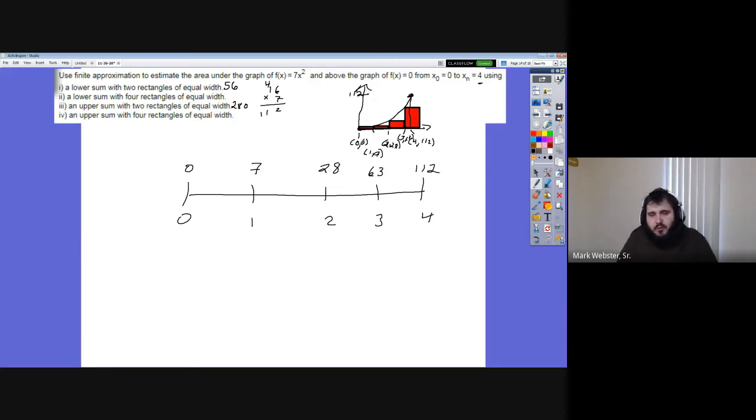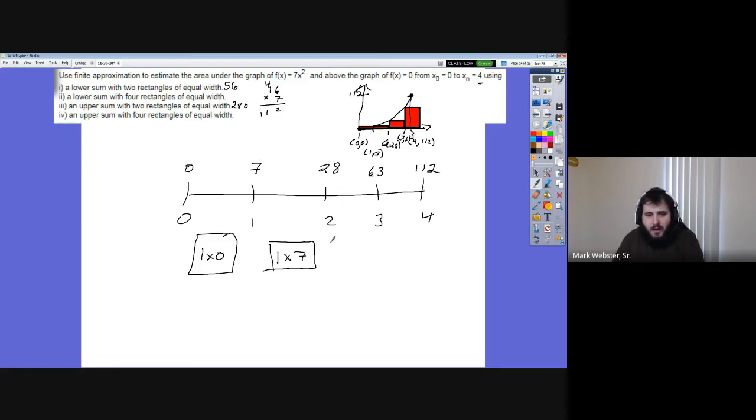Now for this lower sum, okay, so the y value is the value out here on the left. So this rectangle right here has a base of, now it's not 2 anymore, right? Now we have a base of 1. And what's our height? Here our height is 0. Our second rectangle, again, has a base of 1. Now what's the height? It goes up to 7.